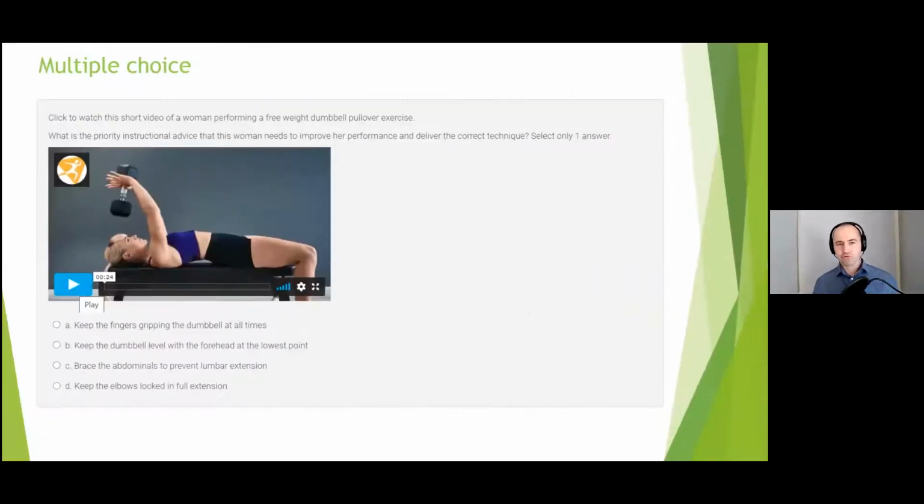So let me just work through those examples with you. So multiple choice, as I'm sure you're well aware, is multiple choice, but there are ways of making a multiple choice question much more interesting. It doesn't just have to be text.